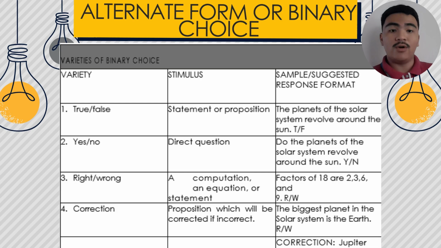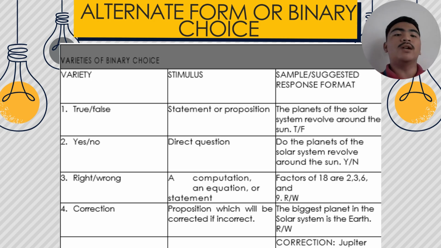Now the third variety is the right or wrong, whether it is a computation, equation, or statement. It will emphasize more critical thinking and analysis of the question. For example, factors of 18 are 2, 3, 6, and 9. And then you answer whether it is right or wrong based on the given question. You analyze it and then you think critically about it.